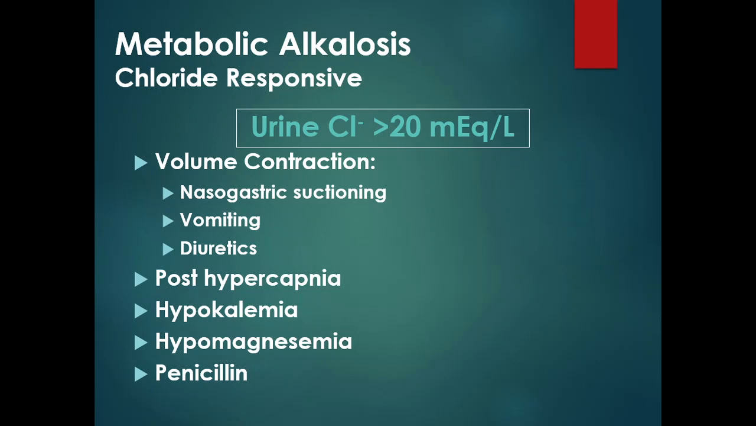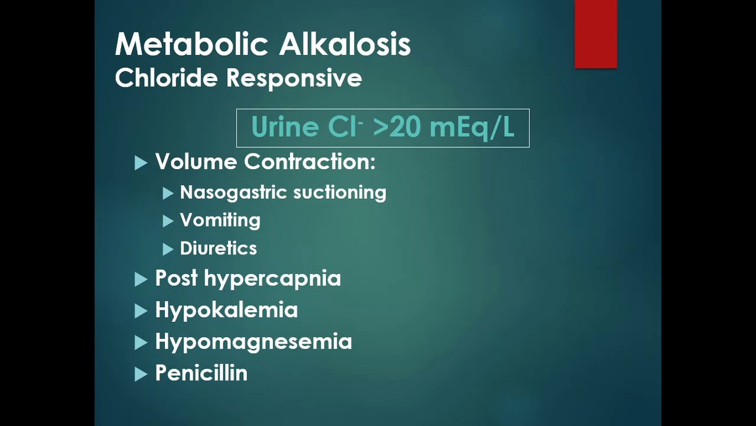Usually, the common cause of metabolic alkalosis that's chloride responsive is volume contraction, which is usually from nasogastric suctioning, vomiting, and diuresis, and these are common things in the medical wards and surgical wards more specifically. Also post-hypercapnia metabolic alkalosis, hypokalemia related metabolic alkalosis, hypomagnesemia, and penicillin. From clinical practice, these are common.